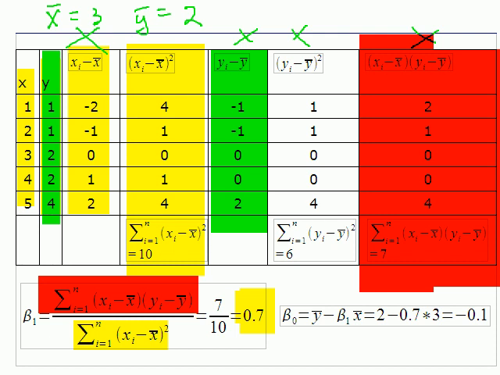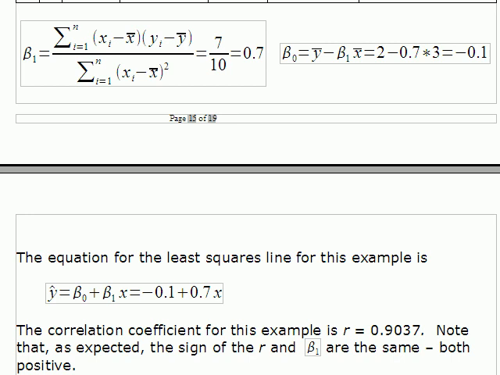From that, you can write the equation for the line. So here's your equation for the line. Beta naught, here it is, minus 0.1. And for your slope, you need the slope right here. Here's 0.7, you put your 0.7 here, you got it. That's your equation for your line. Remember that, well, you might not remember, but the correlation coefficient for this example was 0.9037. So your slope is positive at 0.7, your correlation coefficient is positive at 0.9037, and you expect that.